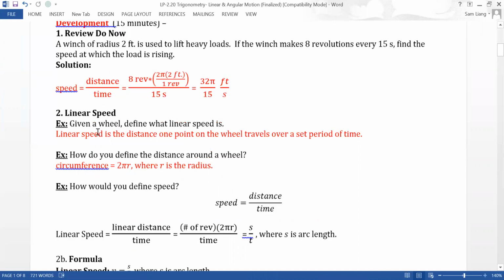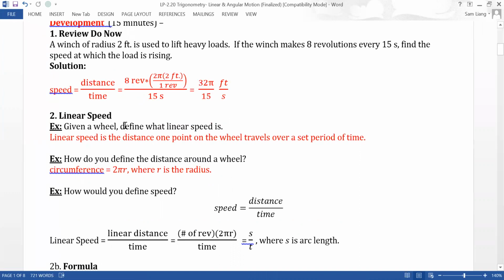Zoom in. Okay, so given a wheel, define what linear speed is. Okay, so as we denoted from the do now, right, linear speed is the distance one point on the wheel travels over a set period of time. Okay, so just focus on one point, and then the distance that that point travels is the linear distance, over time. Okay, but the distance around the wheel, you have to think about that a little bit more. And as we did in the do now, we know that the circumference is the distance around the wheel, right? And the circumference is 2 pi r, as we know, where r is the radius.